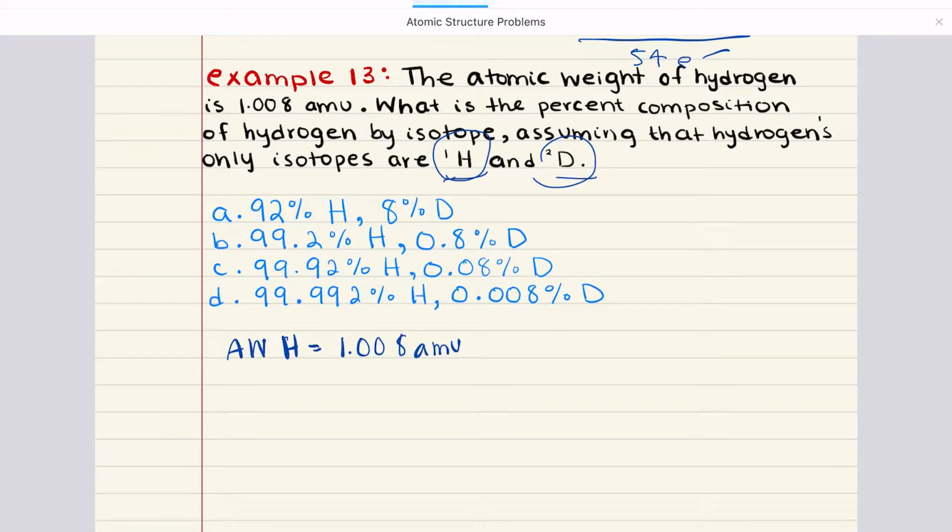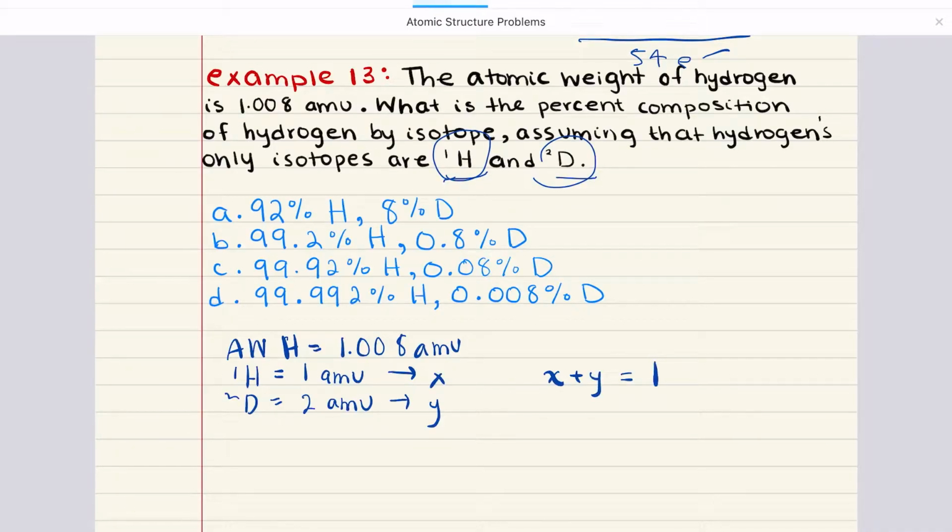Now, we also know that we have two isotopes of hydrogen. I'm going to refer to them as 1H and 2D. We know the atomic mass of both. The atomic mass of 1H is 1 AMU, and the atomic mass of 2D is 2 AMU. Now, to set up this problem, we're going to let X be the fraction of 1H, and we're going to let Y be the fraction of 2D, and these fractions of each isotope have to sum up to 1, in other words, to 100%. So we can write that X plus Y is going to be equal to 1.